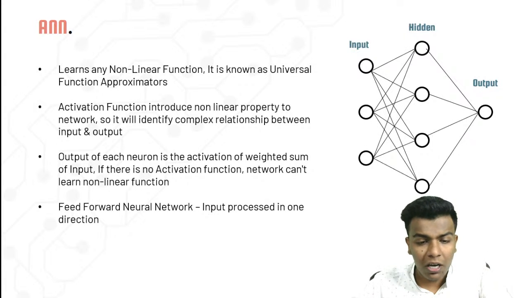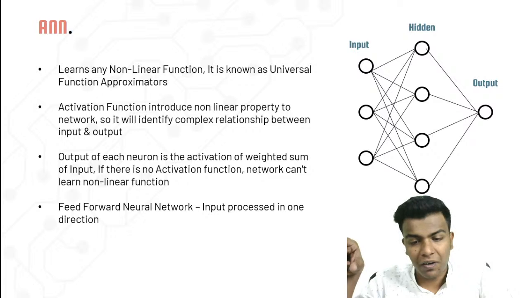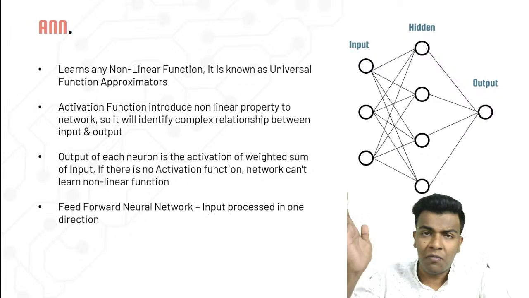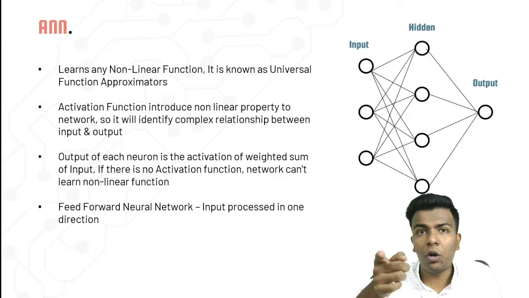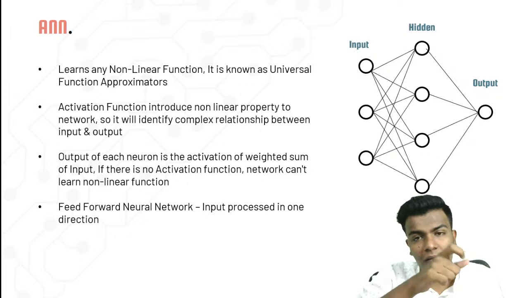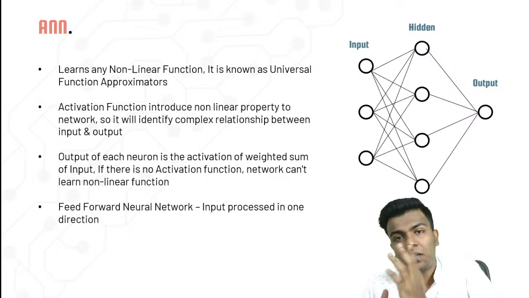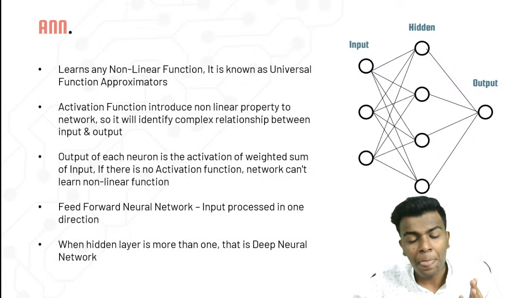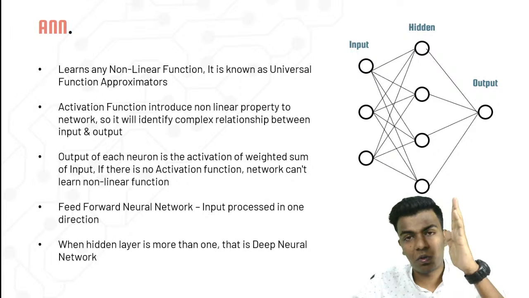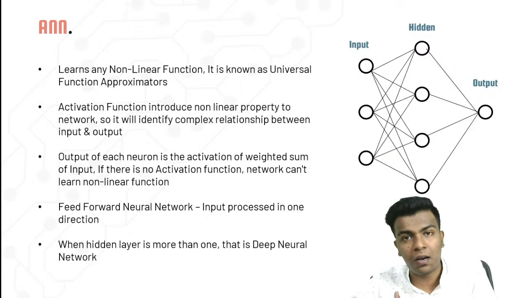While talking about the feed forward neural network specifically, the input processing and everything will be in a single direction. It won't look back at the values we got in the previous output or previous layers. So it won't look back. That is completely the feed forward neural network. Another thing I have to say is that when the number of hidden layers is more than one, that is known as a deep neural network, that is DNN.